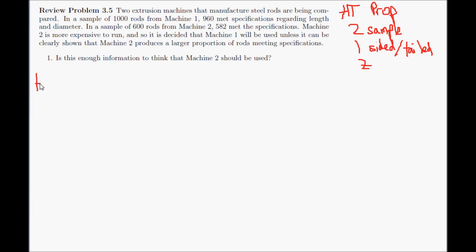So in our case, the null hypothesis is going to be that the difference of the two proportions is equal to 0. In other words, the two proportions are the same. Whereas the alternative hypothesis will be that the first one does not meet specifications as often as the second, and so that P1 minus P2 is less than 0.